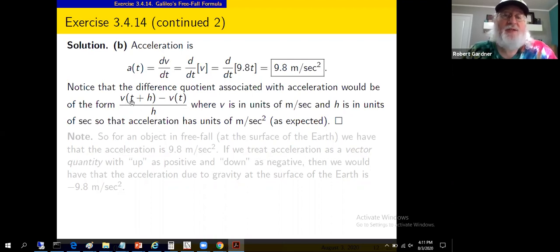It'd be velocity at time t plus h minus velocity at time t, over h. Velocity is measured in what? Meters per second. H is time, measured in seconds. So we'd have meters per second divided by seconds, which yields meters per second squared, as you'd expect for acceleration.